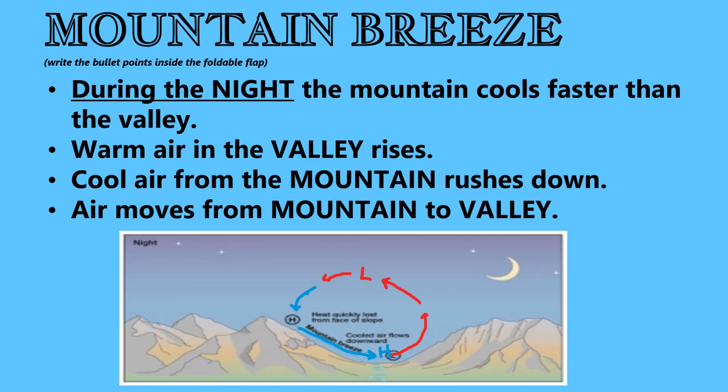During the night, that mountain cools faster, okay? So it cools faster than the valley. So the cool air is going to start moving down. And remember, when that cool air moves down, it's high pressure. When it gets to the valley it's going to be a little bit warmer, so it's going to warm up that air. That air is going to start rising.